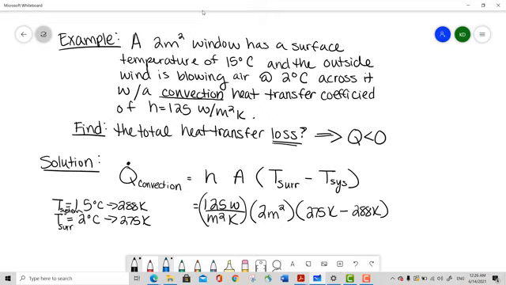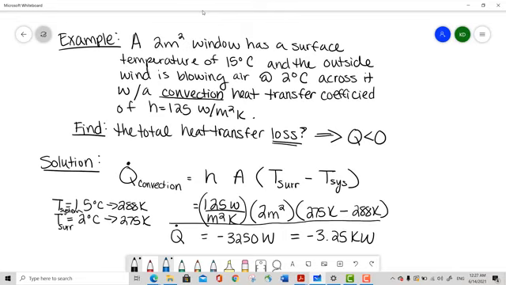And then we end up with negative 325 watts, or we can do 3.25 kilowatts, right? Okay. So really easy example right here. So I know that probably when you read that, you were like, I don't even know where to start. But when you see that you have all of the information in this problem in particular, it is really easy to solve. I usually can't solve them on one page.